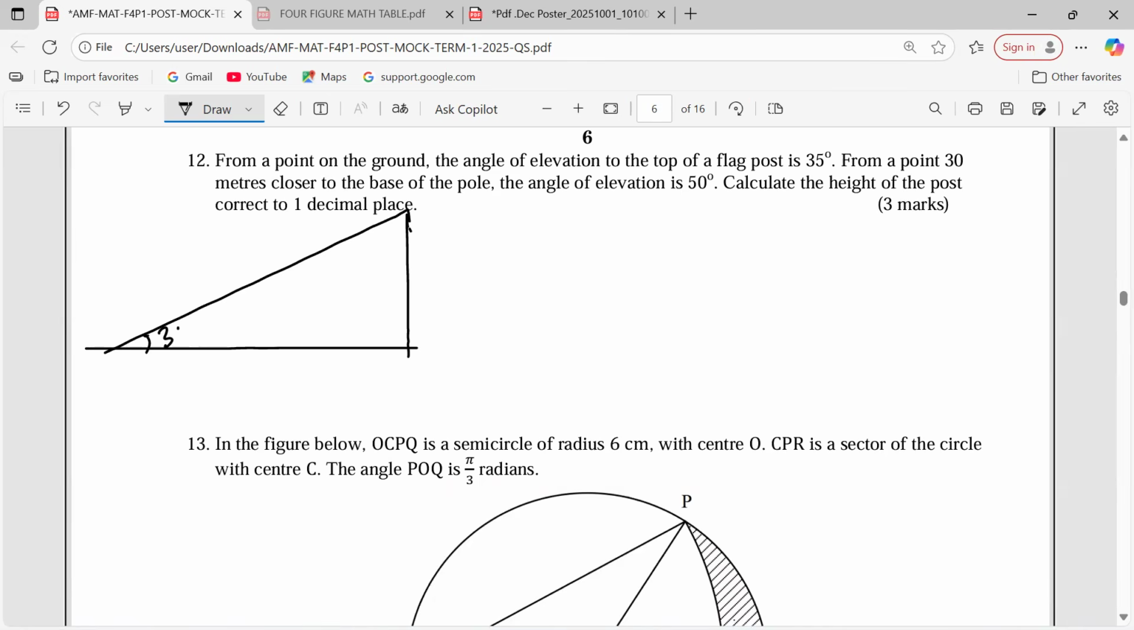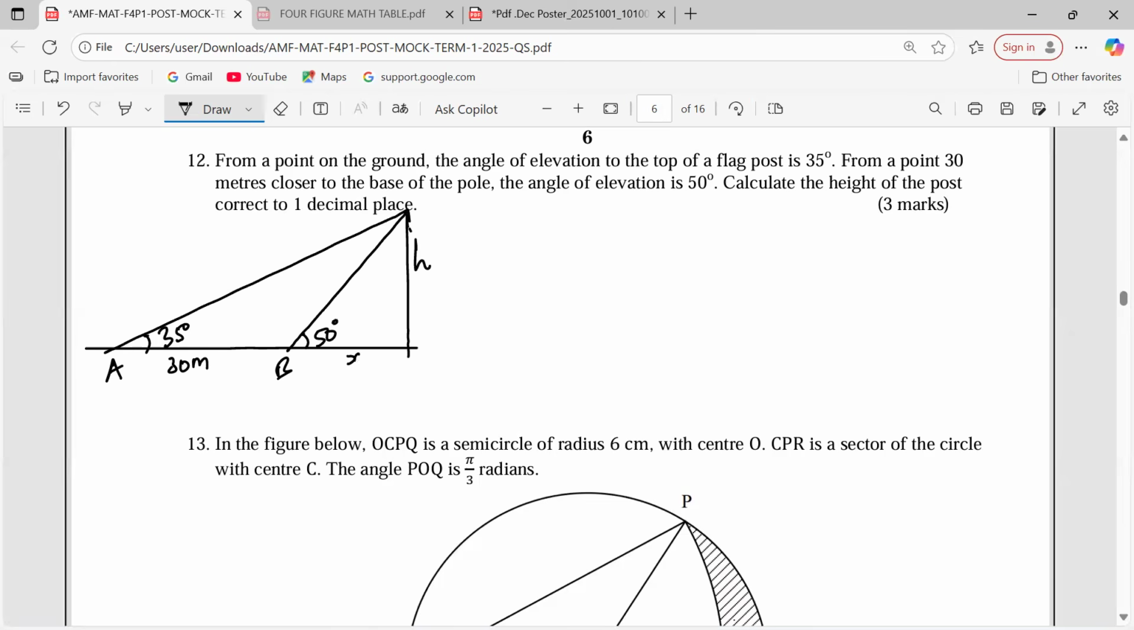This angle is 35, maybe from point A. Then as you move 30 meters closer, you arrive at a point B. The angle of elevation is now becoming 50 at point B. What is the height h?